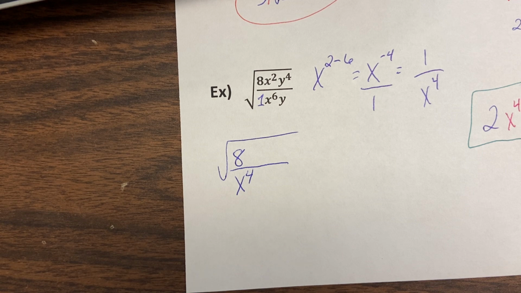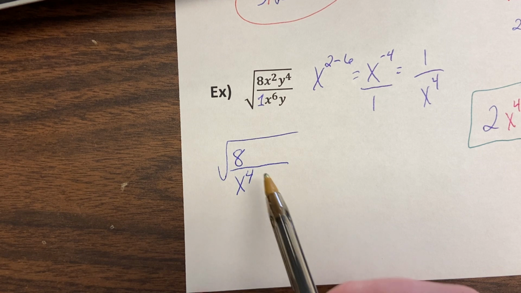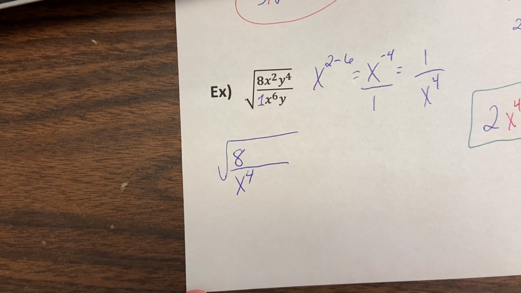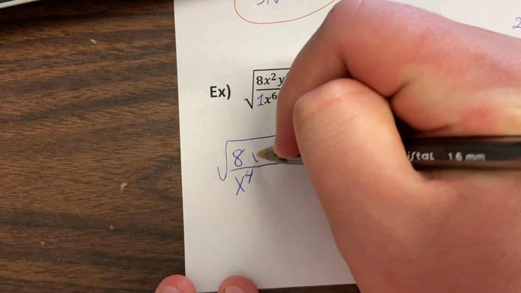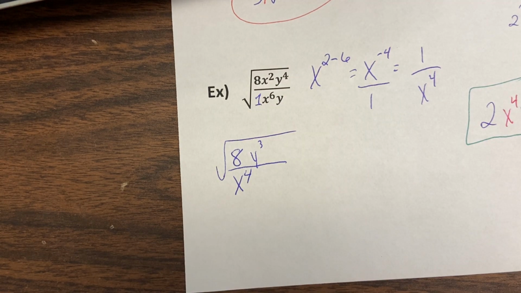And lastly, we have y to the 4th over y. Same thing. We have top minus the bottom. 4 minus 1 says we have y to the 3rd.